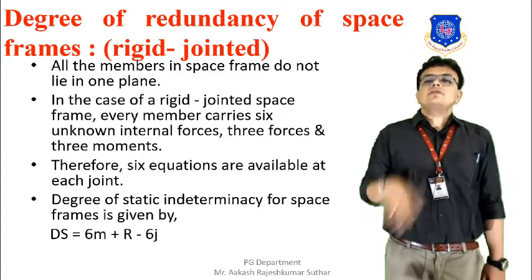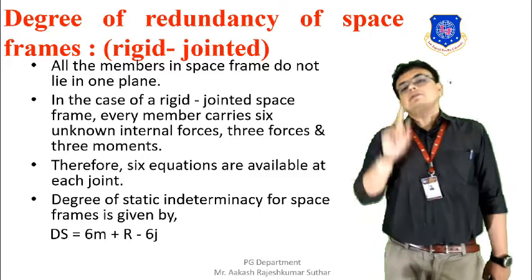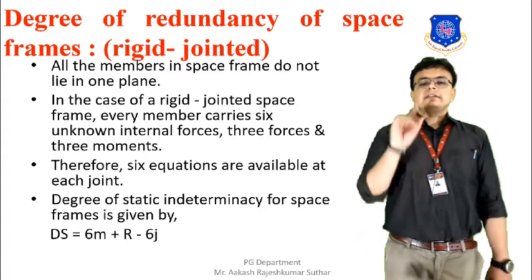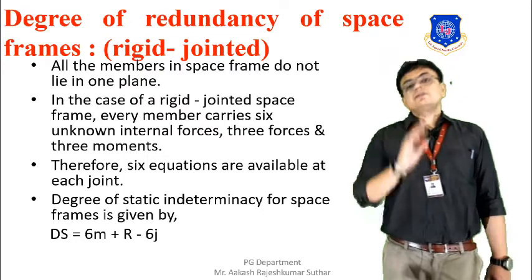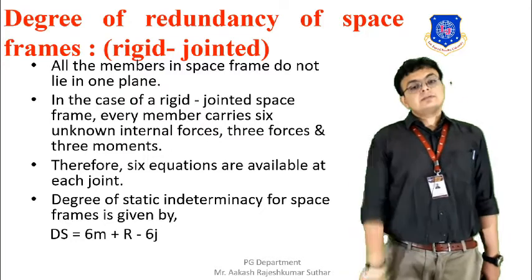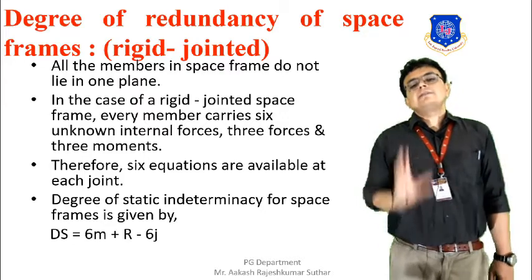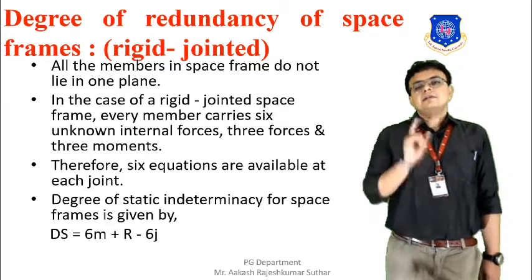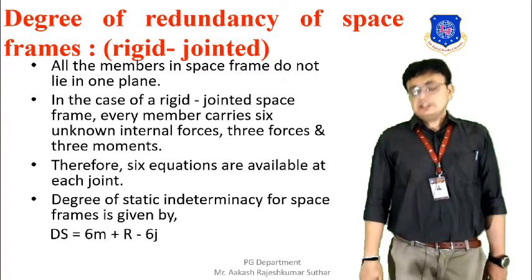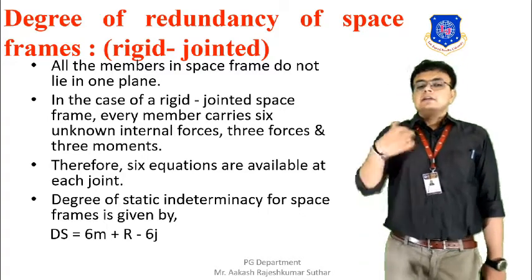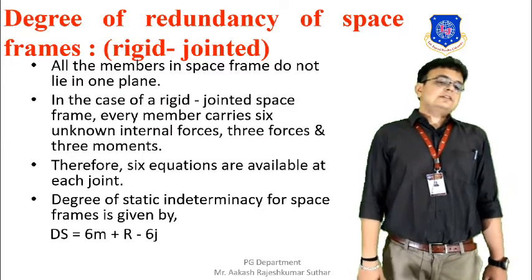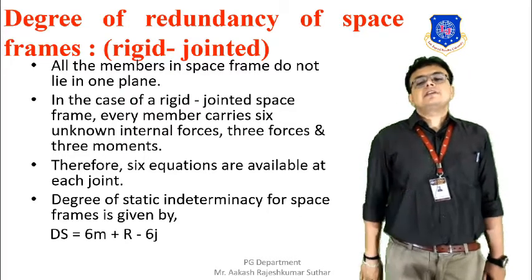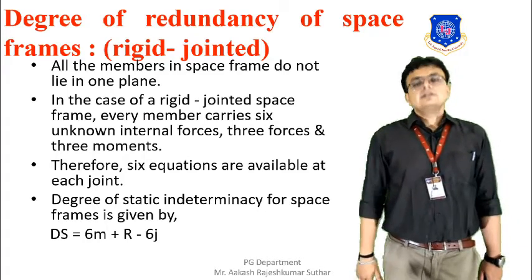Means we can say that for each and every joint, the small r value will be equal to 6. Degree of static indeterminacy can be determined from the formula also. And this formula is basically 6m plus capital R minus 6j. We are using the number of members, the number of reactions at each joint, and also the number of joints. 6m plus R minus 6j is the formula to find the degree of static indeterminacy for a space frame.